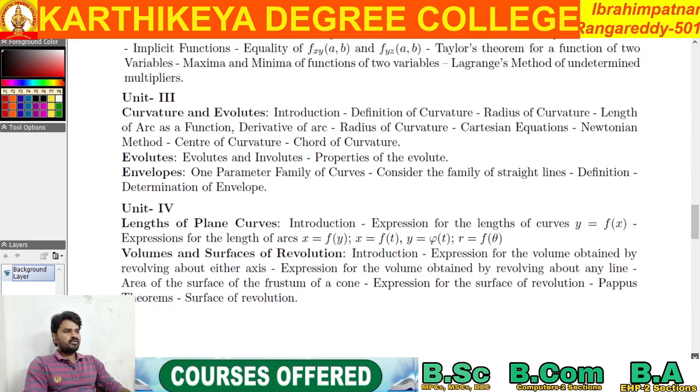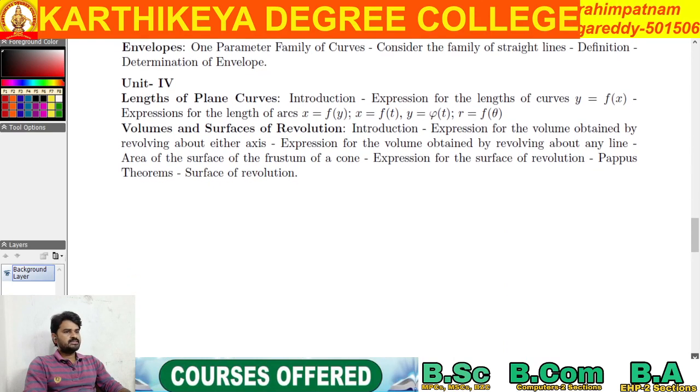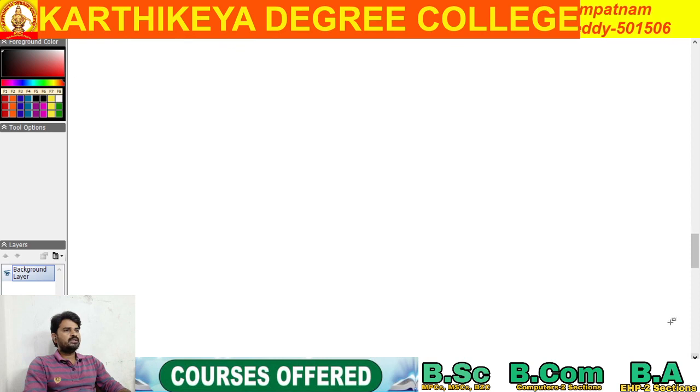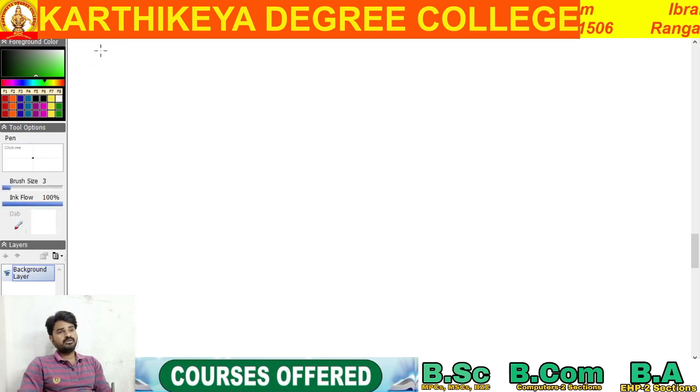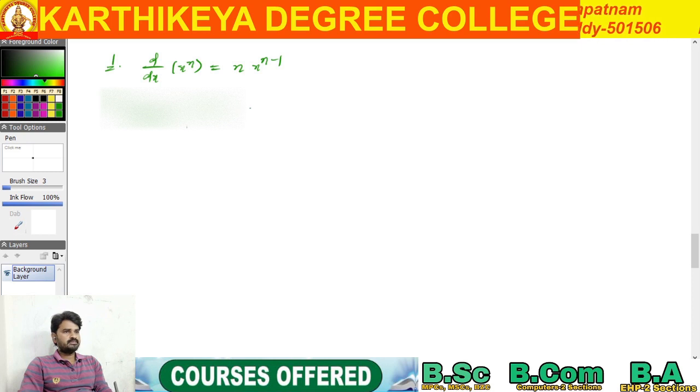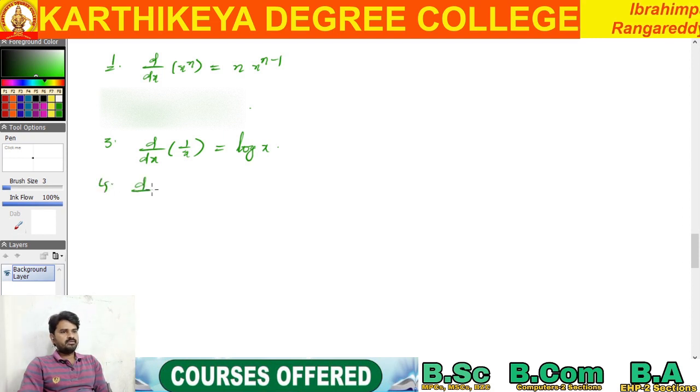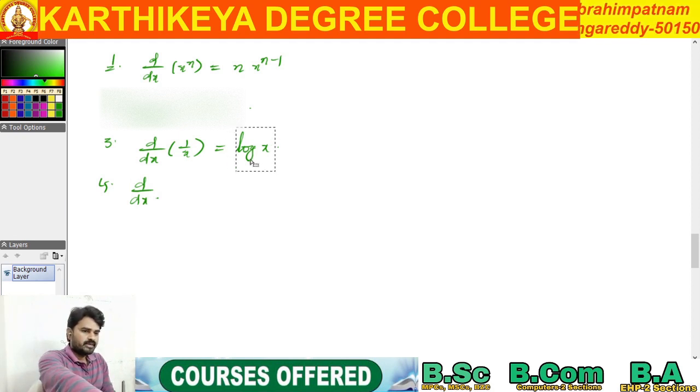Before starting the first semester B.Sc mathematics, you have to know the formulas of derivatives, which you learned at intermediate level. The basic formulas are: the derivative of x to the power of n is n times x to the power of n minus 1. Next, derivative of x is 1. Next, derivative of log x is 1 by x. Next, derivative of 1 by x is minus 1 by x square.